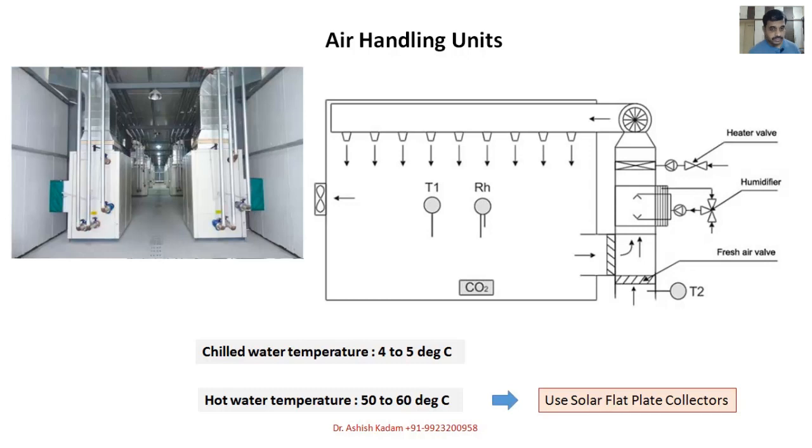So for the cooling coils, we require water of 4 to 5 degrees centigrade. We can even take a call to increase this temperature and save on the electrical power required to run the refrigeration machinery. And we require hot water also, of 50 to 60 degrees. We can use solar flat plate collectors.